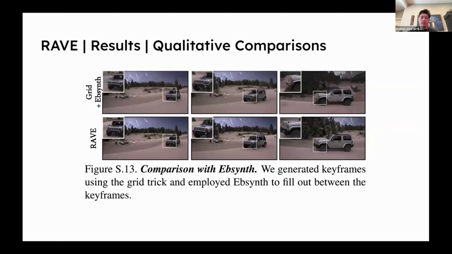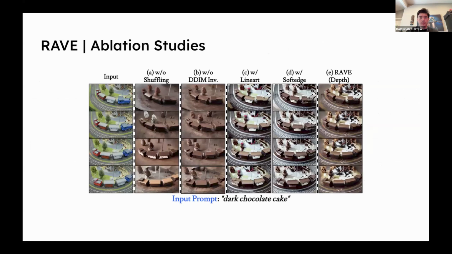So also we did another qualitative comparison with Epson, because we can also merge the grid trick with Epson, but as you can see, there are a lot of issues on the top right or middle one. It is a bit squiggly, or you cannot see the front of the Jeep, but in our method, we can do the editing more clearly.